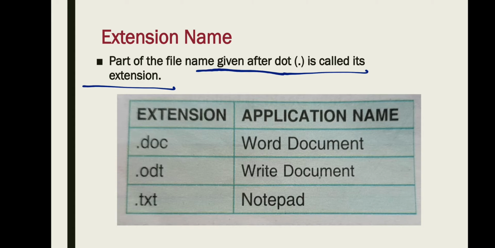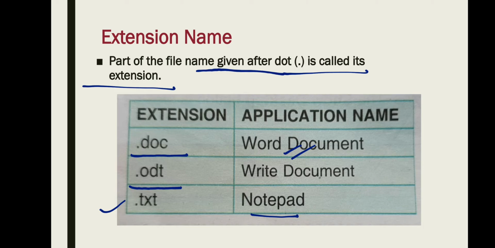Every application has its different extension. Like if you are working on a Word document, its extension will be .doc. If you are working on a Writer document, meaning if you are working on OpenOffice Writer, then the extension will be .odt, and if you are working on Notepad, then the extension will be .txt.